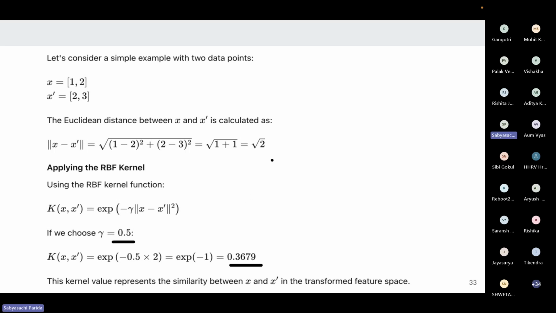Using all these values, I can go back to my SVM and build a model on top of it. Suppose this was following a non-linear distribution, and this was also following a non-linear distribution. What I can do is convert that into a sort of linear dimension in the larger space.